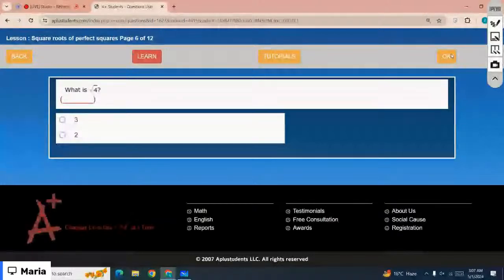What is the square root of 4? Which is the correct option? 2 times 2 equals 4. The correct option is 2. Very good.